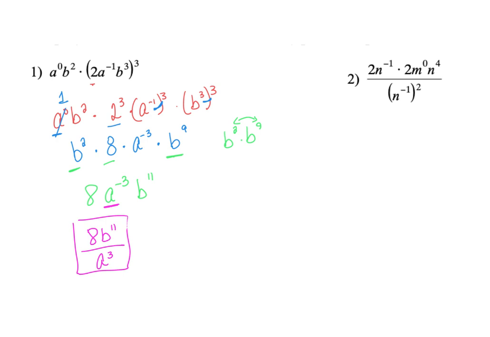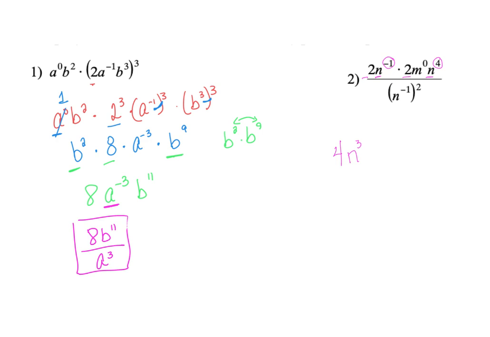Now, the second one seems a little more difficult, but I typically try to simplify my numerators and my denominators before I do anything from top to bottom. And so in this case, I would look at those twos, 2 times 2, and I would go ahead and multiply those. Then I would take this n, it is being multiplied by this n. Remember, when you multiply like bases, you are going to add those exponents. So I have -1 plus 4 gives me a +3.